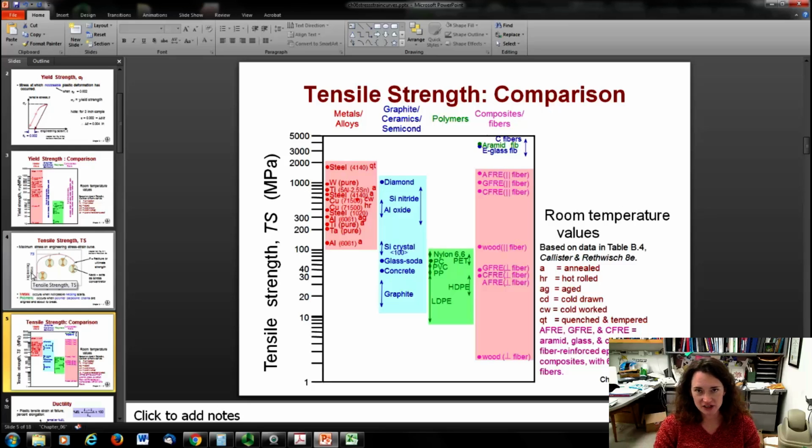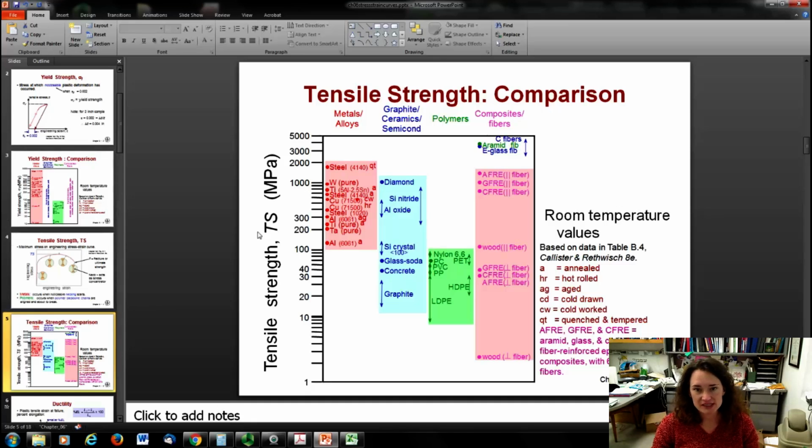Oftentimes, though, I have to tell you, you don't usually stick ceramics, glasses, things like that in a tensile testing machine. It's just not safe. What happens is you pull and pull and pull, and then it shatters, and then shards of glass and ceramic fly everywhere. So usually when you test the tensile strength of ceramics, you do it in a different way and not in a tensile testing machine.